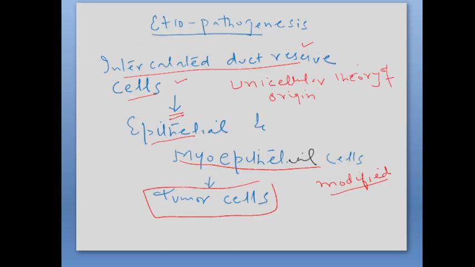Coming to etiopathogenesis, the intercalated duct reserve cell gives rise to epithelial and myoepithelial cells. Epithelial and myoepithelial cells proliferate to form tumor cells. This is in accordance with the unicellular theory of origin of salivary gland tumors.